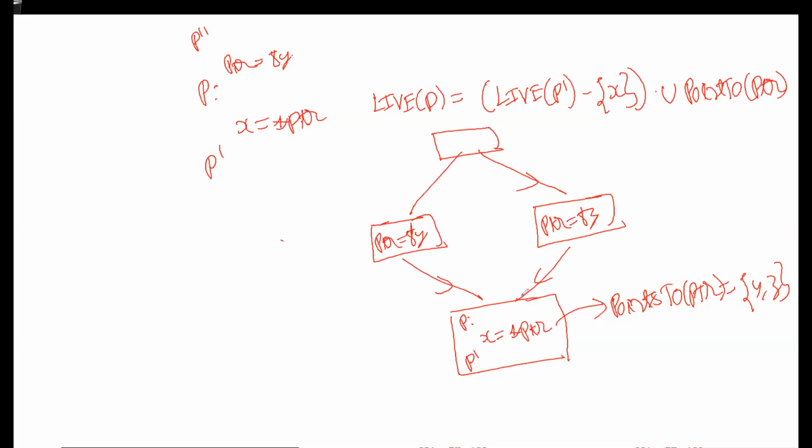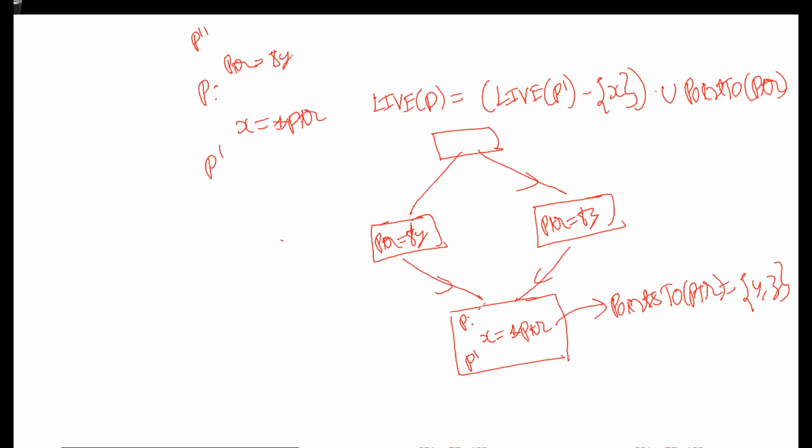In order to compute these points-to sets, we may have to use very involved algorithms. We may have to invoke another data flow analysis module in order to compute them. If we don't do this points-to analysis, then when we try to propagate information through the instruction x is equal to star PTR, the conservative information is that PTR could be pointing to any of the variables in the program. Hence, we have to assume that all the variables are live at the program point.